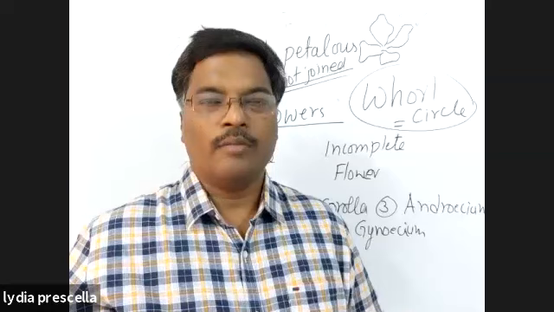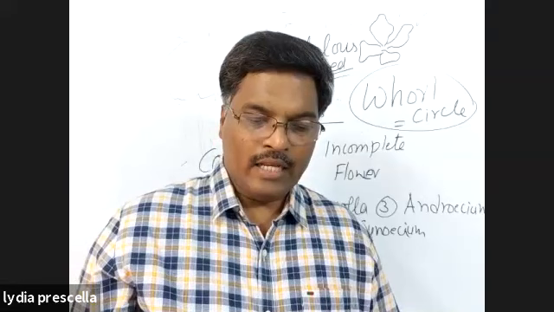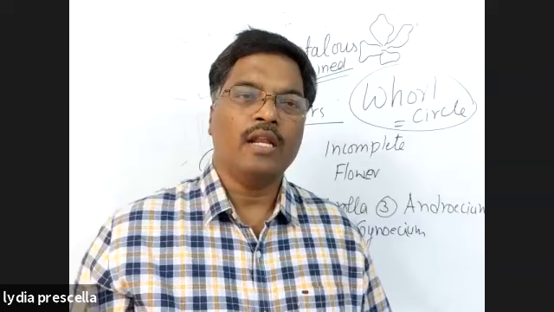Is called the androecium. The androecium, you can remember four things about androecium. Number one, androecium is the third whorl of the flower. Then it is a collection of stamens, which are male reproductive part of the flower.